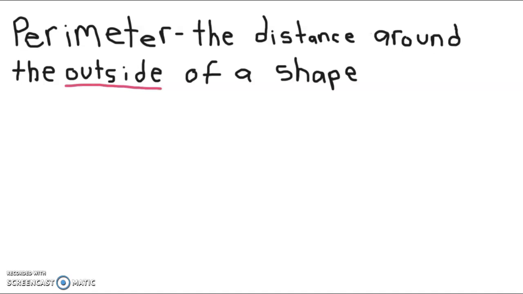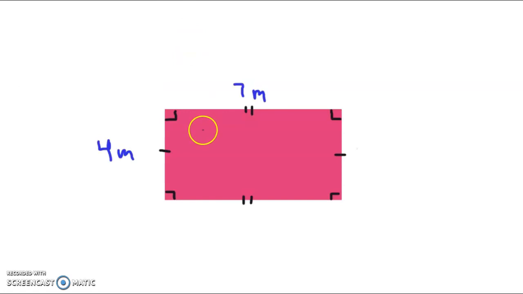Now I'm going to give you an example where we are going to find the perimeter. So first we can tell that this length is congruent to this length, so we'll label this 7 meters. And we can see that this length is congruent to this length, so we'll label this 4 meters. And again, to find the perimeter, we do length plus width plus length plus width, or 2 times the length plus 2 times the width.